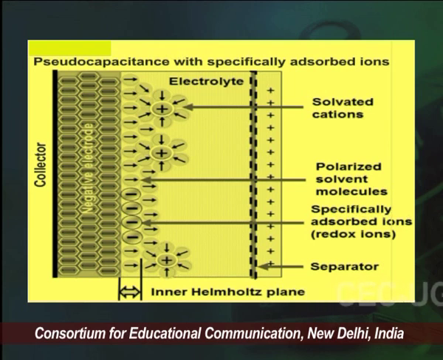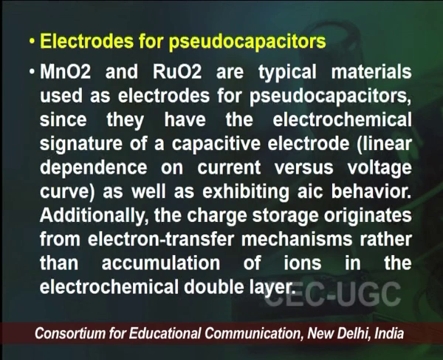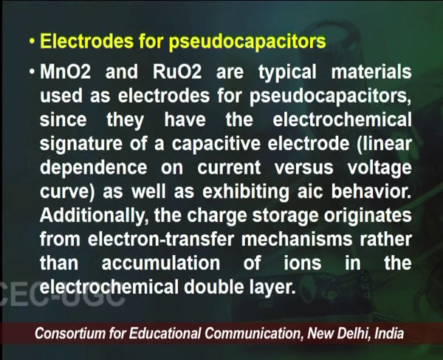Specifically, we have the absorbed ion, that is a redox ion. So, this is the schematic diagram of the pseudo capacitor. For electrodes in supercapacitors, MnO2 and RuO2 are the typical materials used as electrodes for pseudo capacitors, since they have the electrochemical signature of the capacitive electrode, that is a linear dependence of the current versus voltage curve, as well as exhibiting the AIC behavior.